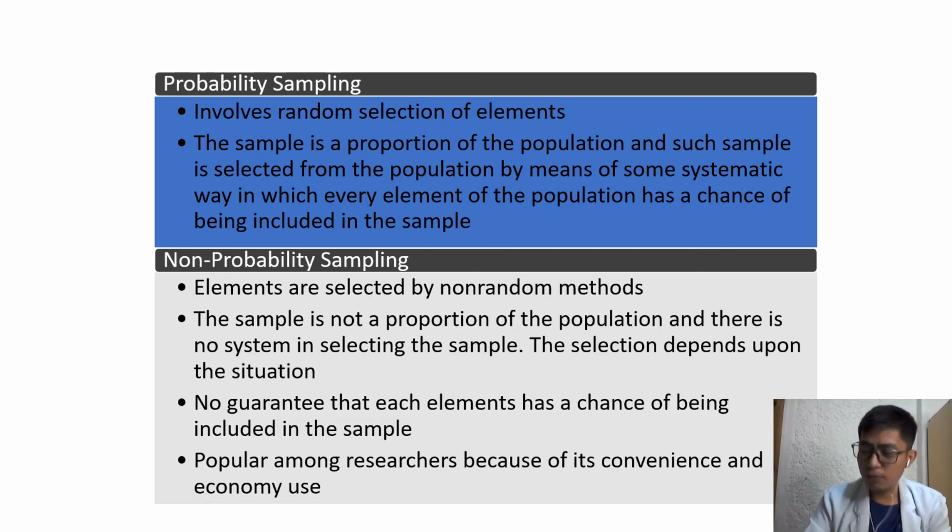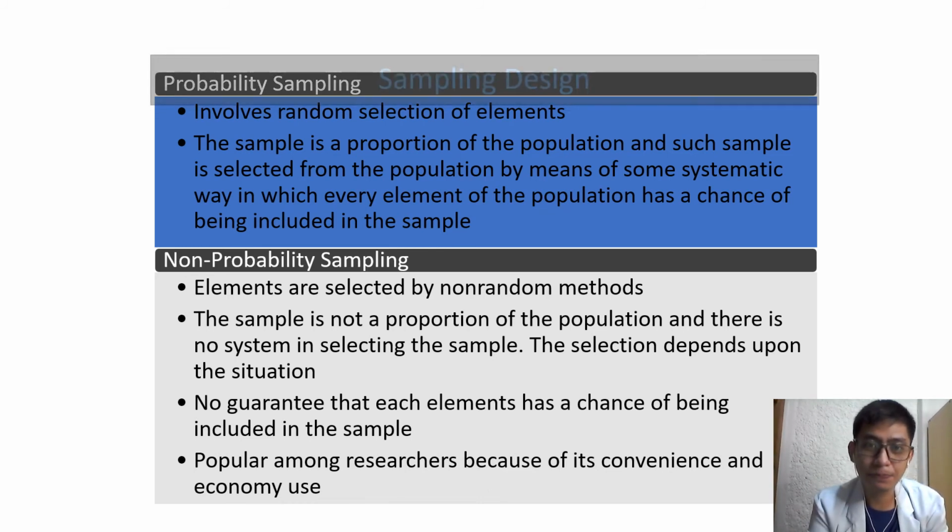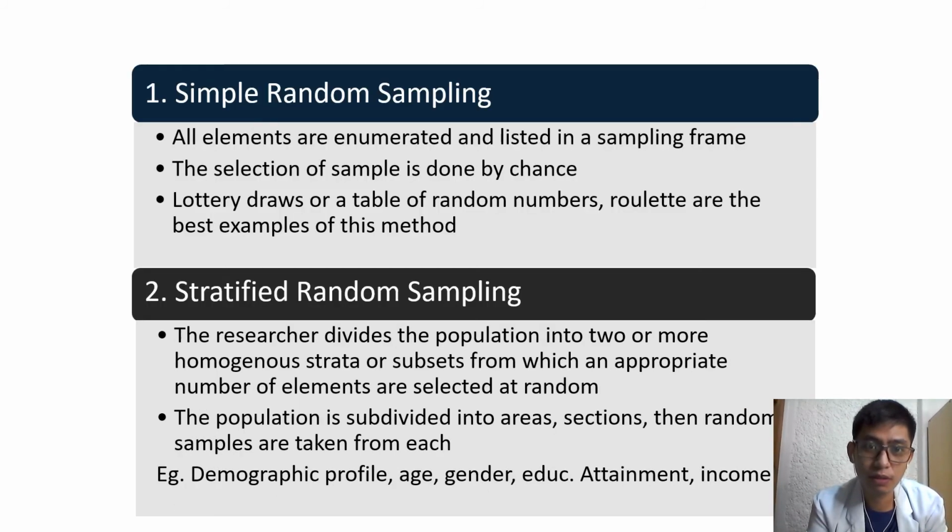However, in non-probability sampling, elements are selected by non-random methods. The sample is not a proportion of the population, and there is no system in selecting the sample. No guarantee that each element has a chance of being included in the sample. It is popular among researchers because of its convenience and economy of use. So we have different types of random sampling.